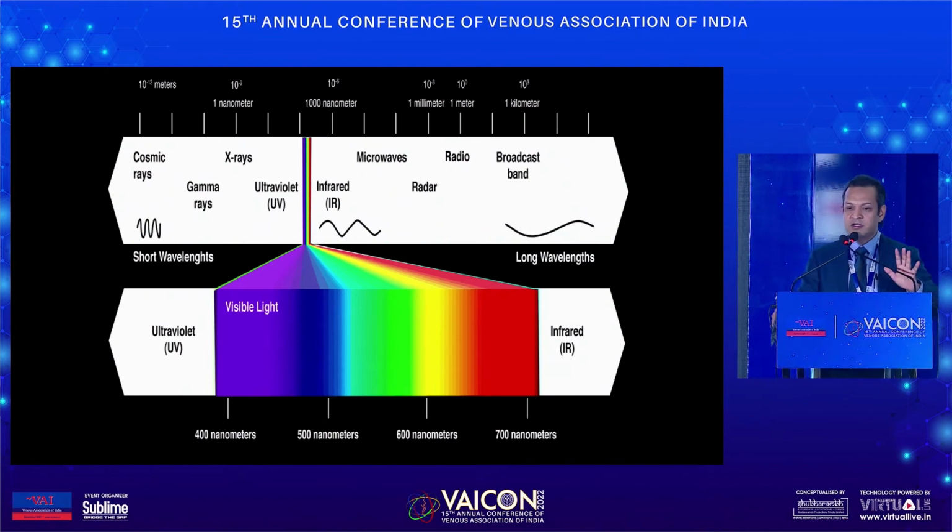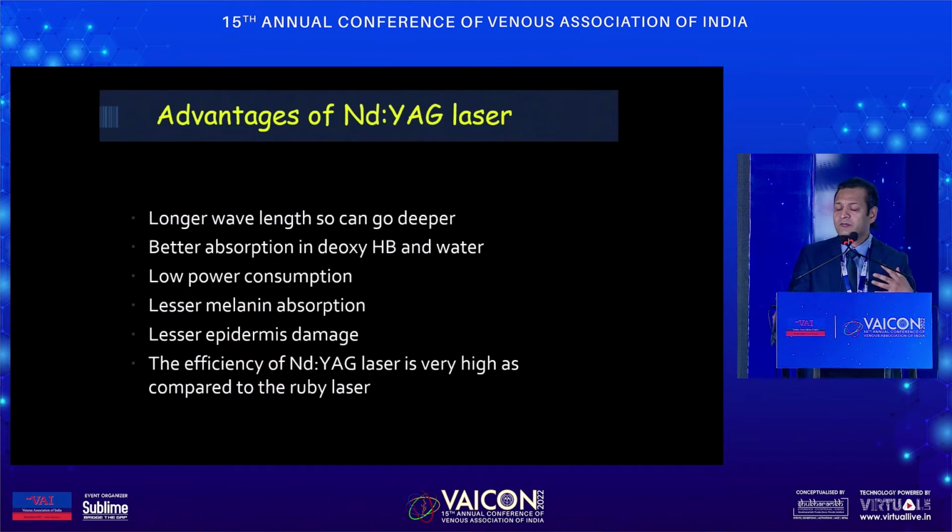If you look at this chart, you see the red light and infrared. Nd:YAG is a part of the infrared. It's a mid-infrared ray, which is very good. There are various advantages: because it's a longer wavelength, it can go much deeper. It has better absorption in deoxyhemoglobin, so if you want to treat these blue lines, it works very well. And very low power consumption. It doesn't hurt the epidermis, as you know the melanin is present in the strata from the bottom, so your chances of epidermal necrosis become very, very low.